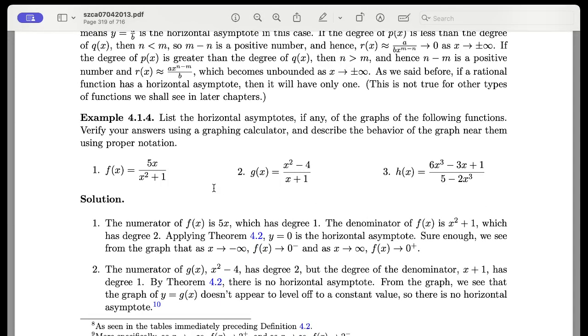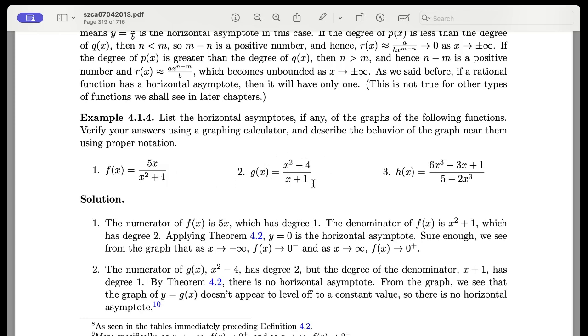So the first one of these, 5x divided by x squared plus 1, the thing in the numerator is only degree 1, the thing in the denominator is degree 2. So when x is 1,000,000, we've got 1,000,000,001 down below, and we've only got 5,000,000 up above. 5,000,000 seems like a big numerator, but not when it's compared to a trillion. So yeah, that'll go to 0. This is the case where the degree of the numerator is smaller. You get a horizontal asymptote at 0.